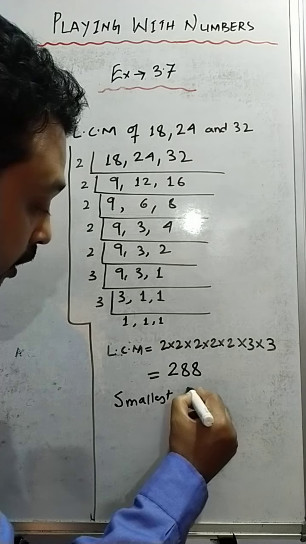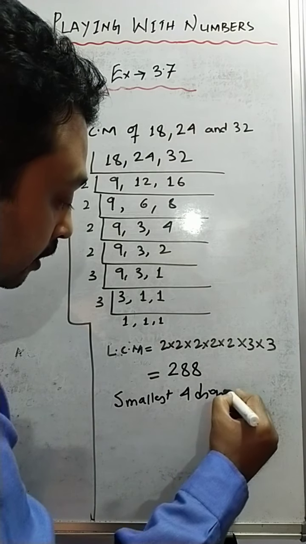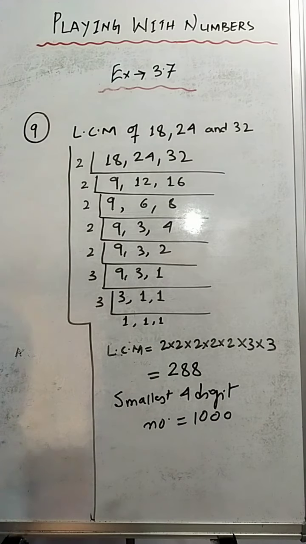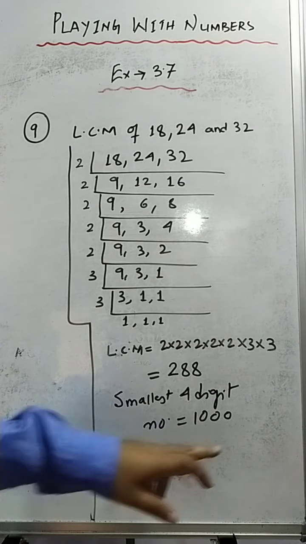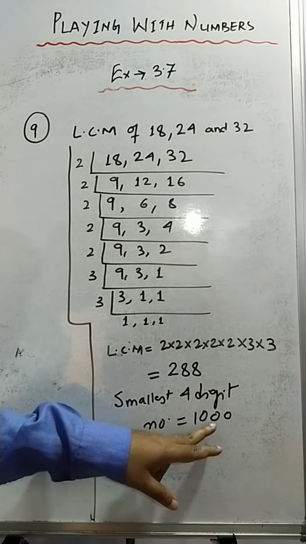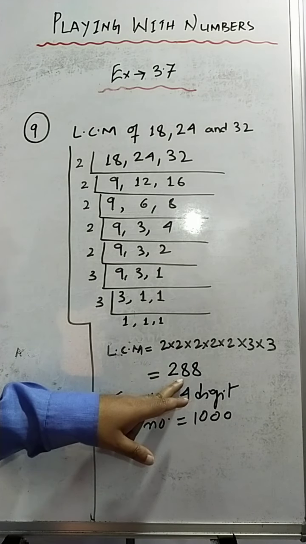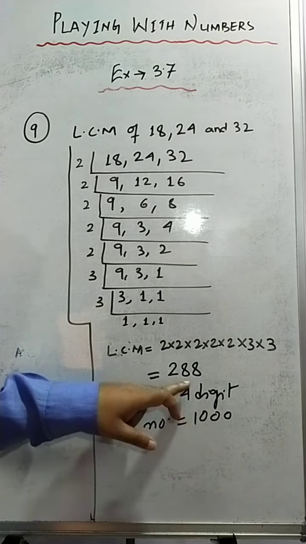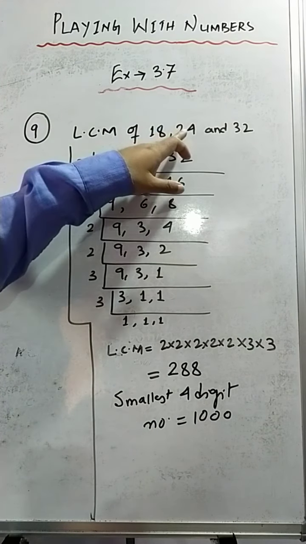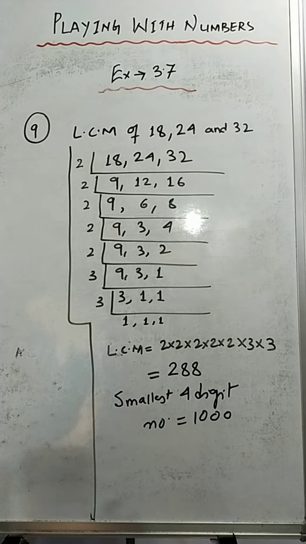First of all, we'll write the smallest 4-digit number. The smallest 4-digit number, that is what? 1000. Fine. So this is the smallest 4-digit number. Now we have to check whether 1000 is divisible by 288 or not. If this number is divisible by 288, then it will also be divisible by 18, 24 and 32 also. Now let's check it.